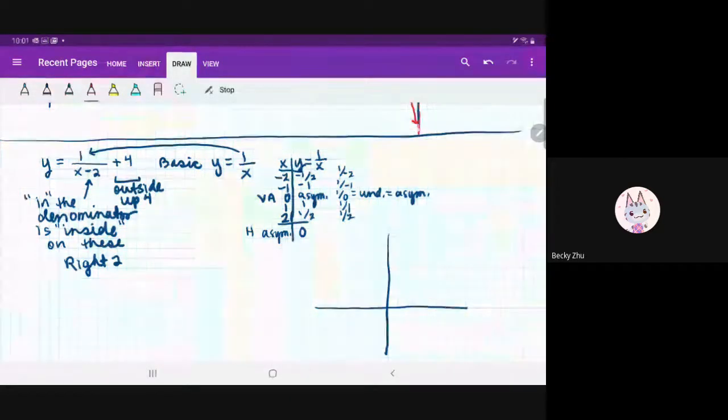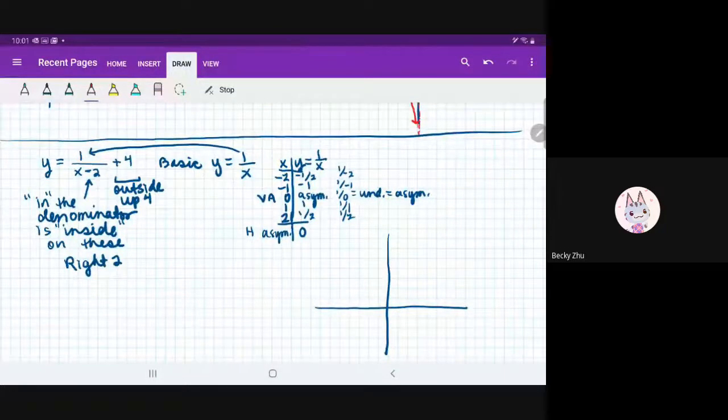So the original asymptotes are good to draw in at the beginning because they provide the structure of the graph. So there's an asymptote at y equals 0 and an asymptote at x equals 0 for the basic boomerang graph or the basic 1 over x graph.